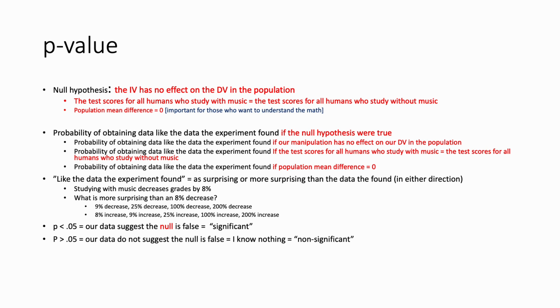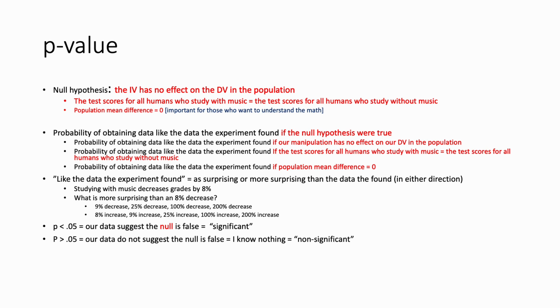Just a little review on p-value. It starts with the null hypothesis, which is the hypothesis that the independent variable has no effect on the dependent variable in the population. Which, for this case, is that the test scores for all humans who study with music equal the test scores for all humans who study without music. Music doesn't matter, essentially, is what we're saying, right? Which is a population mean difference.